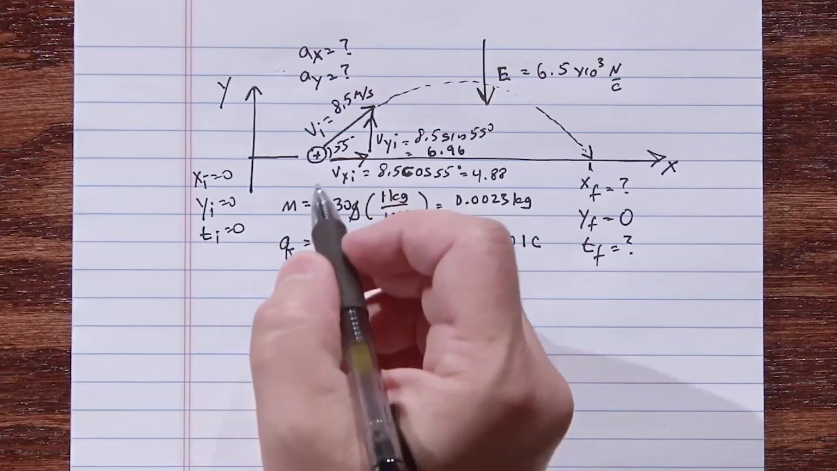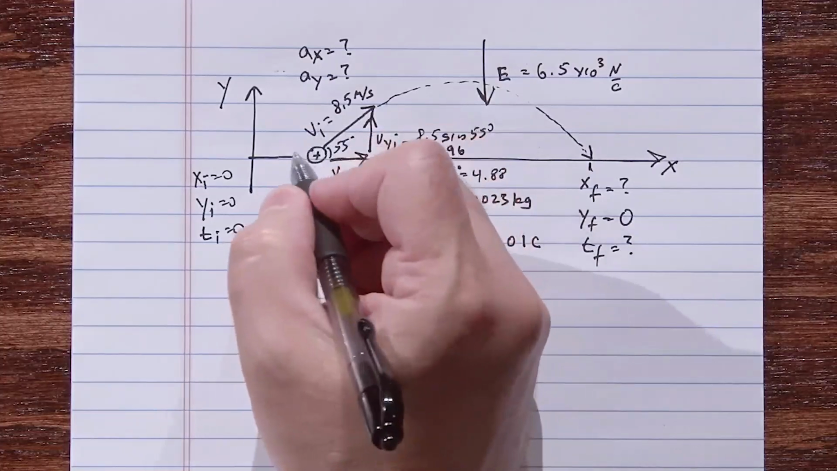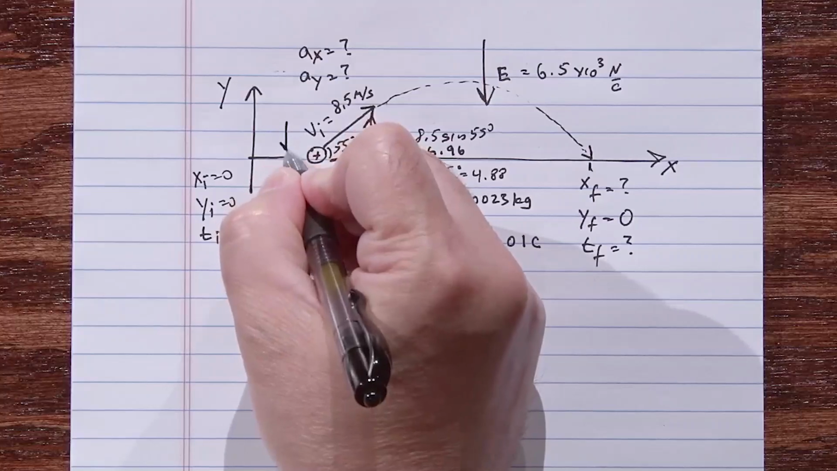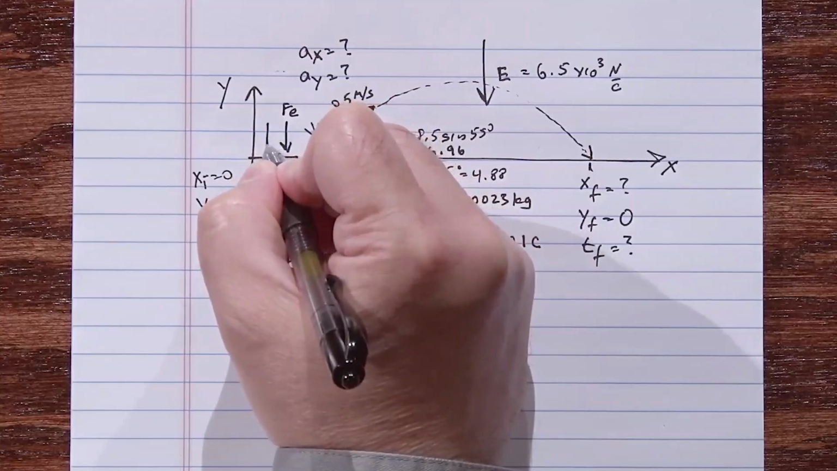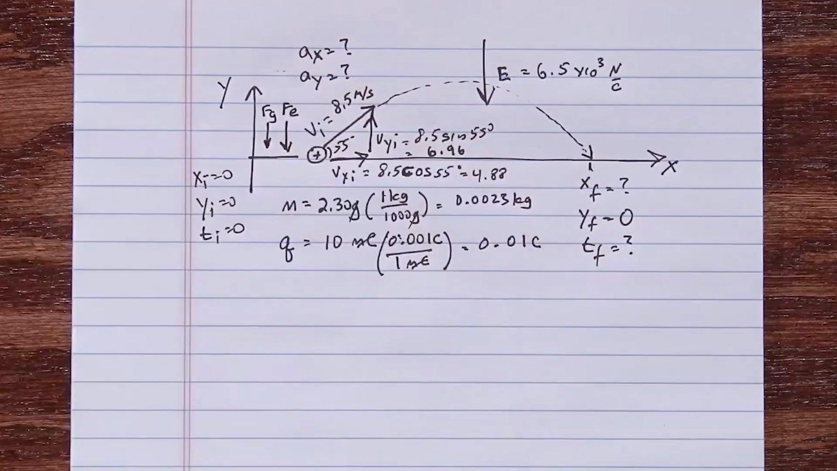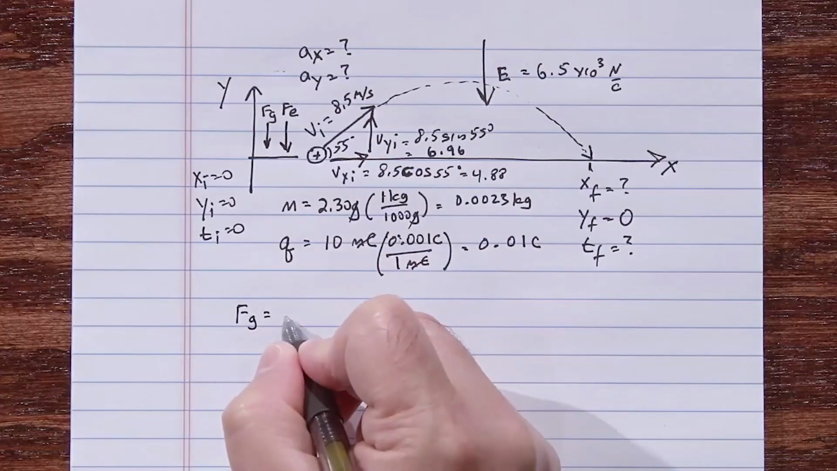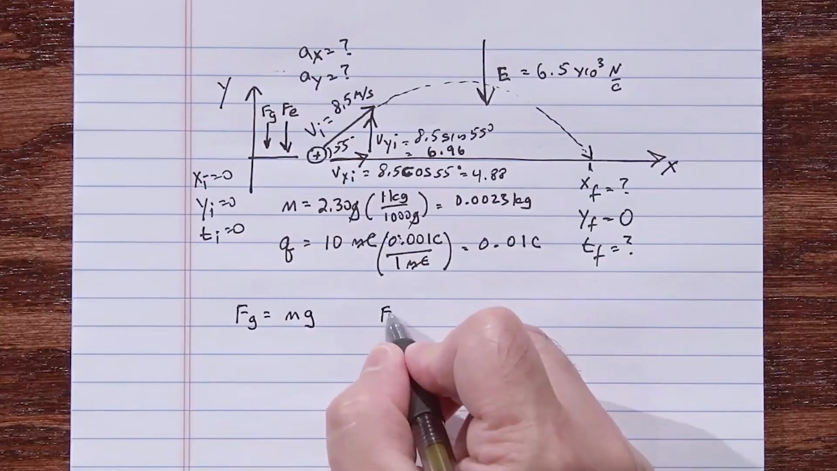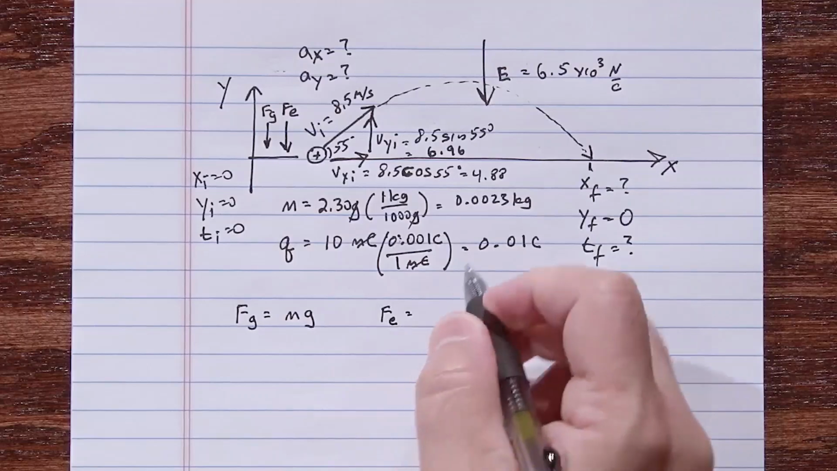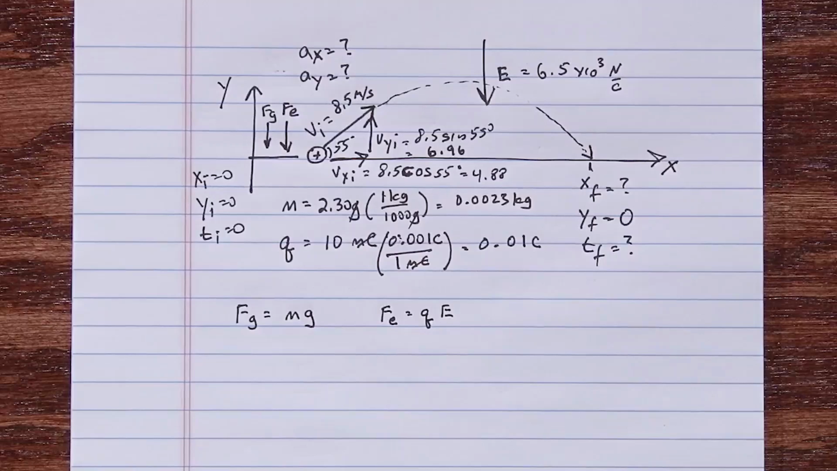So let's look at the forces. Well, as we said, since there is an electric field here, the particle is going to feel a downward electric force. It's also going to feel a downward gravitational force. Let's calculate the magnitude of those two forces. The magnitude of the gravitational force is equal to the particle's mass times g, and the magnitude of the electric force is equal to the particle's charge times the magnitude of the electric field.